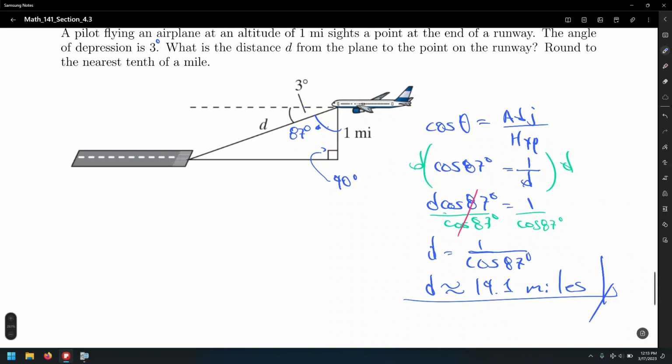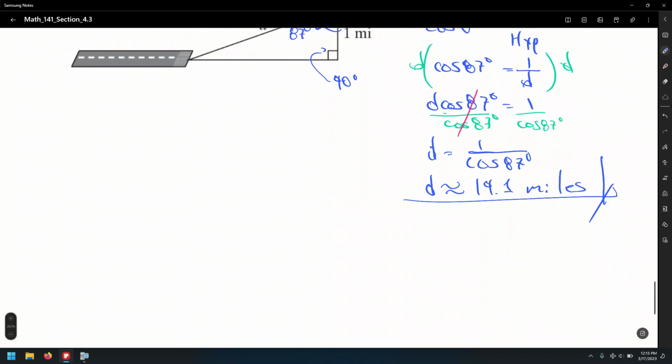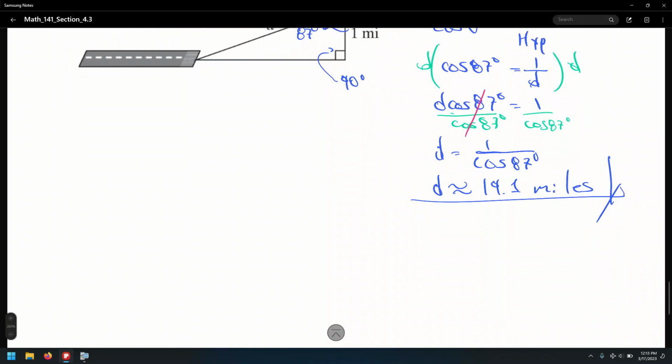These are pretty basic problems, just selecting the correct trigonometric functions that relate the information that we're given and the information that we're being asked for. All right, so with this we finished section 4.3. Let's move on to section 4.4.